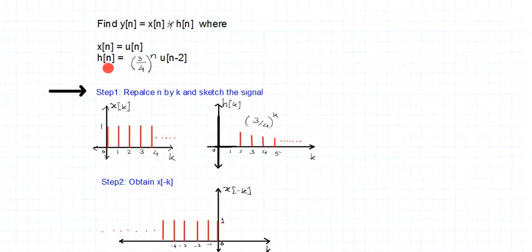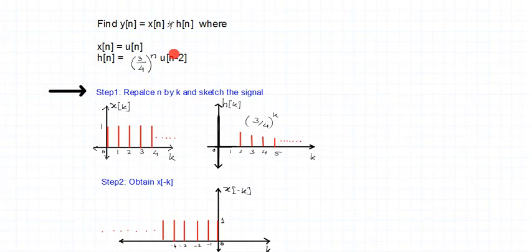Whereas h[k] is first of all a unit step signal which is shifted. A unit step signal, if shifted, will start from 2 and extend to infinity. This signal now has a magnitude which is governed by (3/4) raised to k.